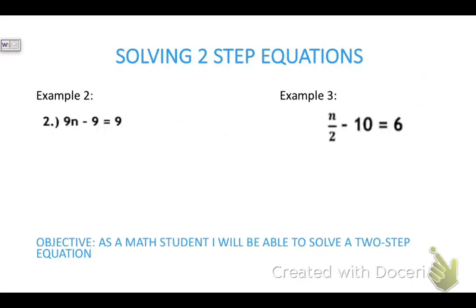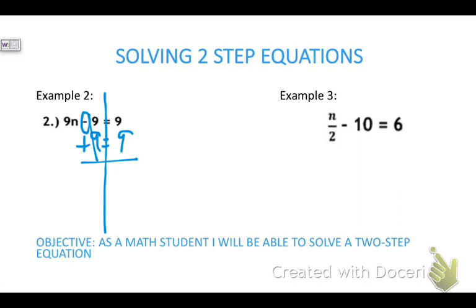Boom. Example number 2 on your paper: 9n minus 9 equals 9. Okay? So we draw a line down the middle. Remember, we're in PEMDAS, so we're working backwards, and so we want to do the adding and subtracting piece first. So here we are, we're at subtraction. And to undo subtraction, we want to add. We're going to add 9 to both sides.